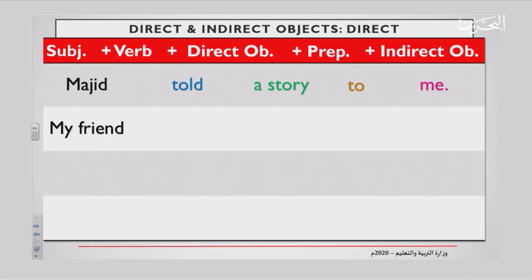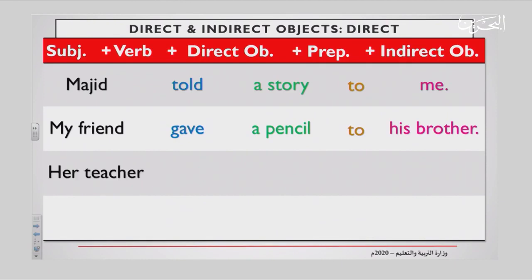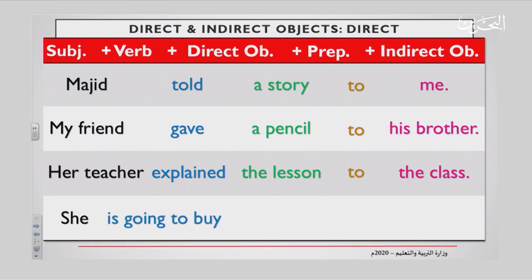Let's check the other example. My friend gave a pencil to his brother. I needed the preposition to make the sentence correct. Her teacher explained the lesson to the class. As you notice, I had to change taught to explain in order for me to switch between the direct and indirect objects. She is going to buy the book for him. Now, I changed to for because buying you can say with for.